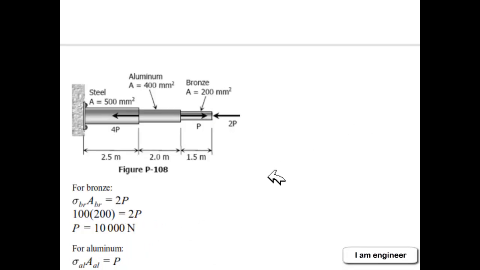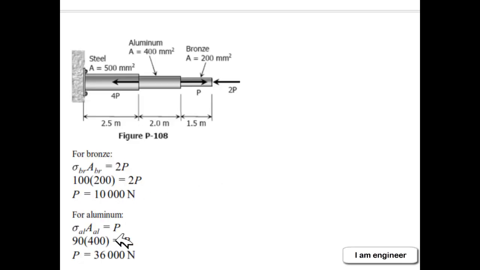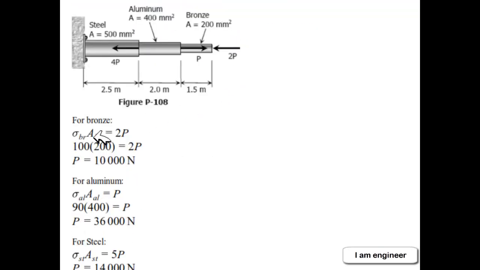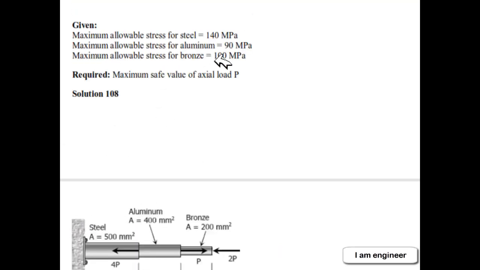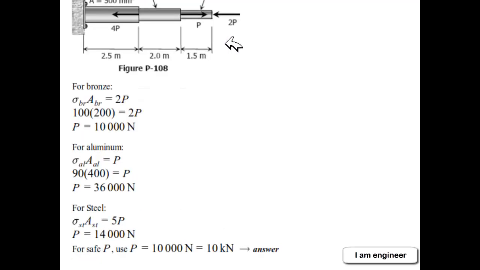Now for aluminum you've got the same formula, but the stress is different. You can see it's 90 megapascals, and the area is also different, and there is no 2P, so you've got 36,000 Newton. And for steel you've got 5P, the stress is 140 megapascals, and the area is 500 square millimeter, so it yields 14,000 Newtons.